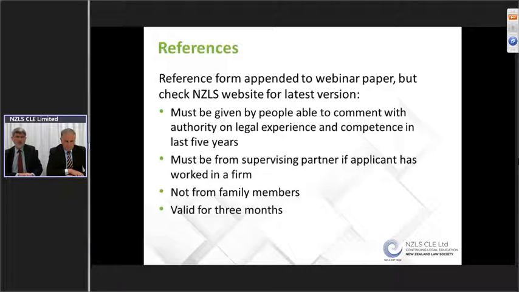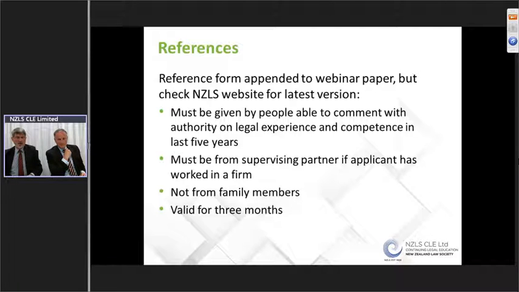If you've been working in a firm, they must be from the supervising partner. We have some questions about people who've worked in government or other companies where the supervisor is not a lawyer. I think, Paul, you're going to mention that? Yeah, I'll leave that to Paul. And the references you obtain are only valid for 3 months. So, again, you need to look at your timing when you're putting your application in, because if it's taking longer than 3 months, you may well be asked to provide further references.